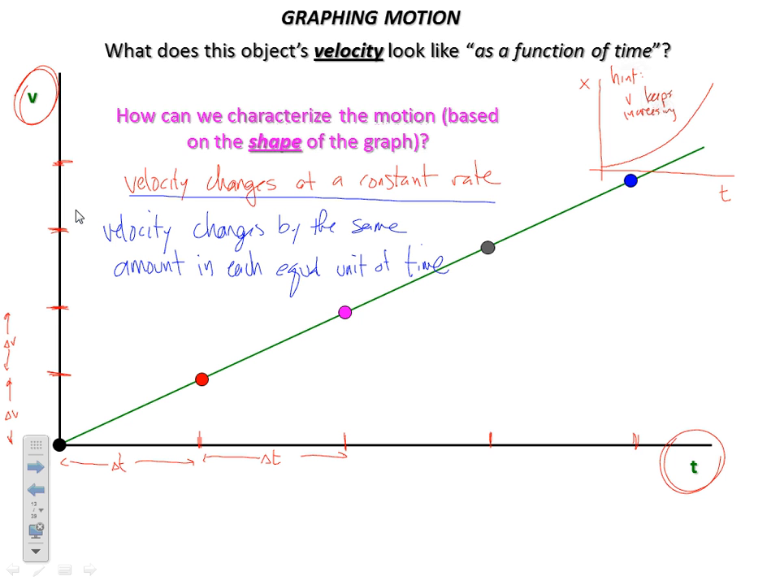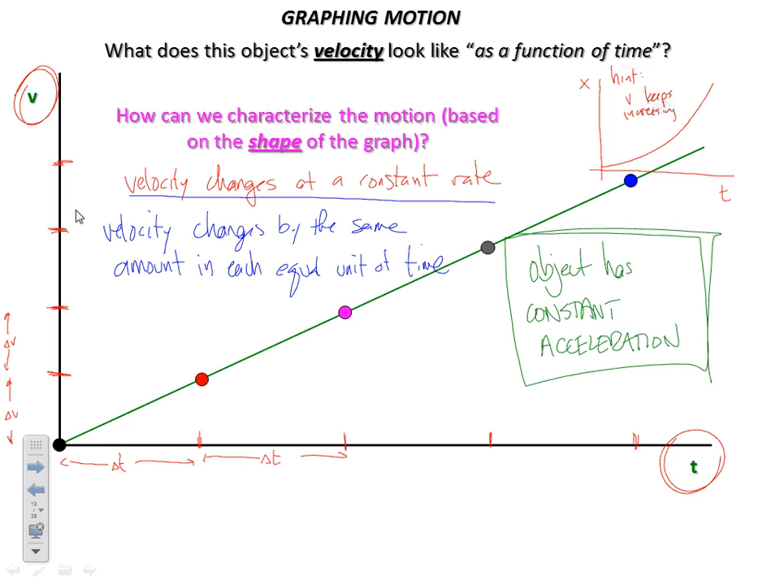That is the very definition of something else. That is the definition of saying that the object has a constant acceleration. Huge idea. Huge, huge, huge idea. Okay? We have to know what that means. And here's what it means.